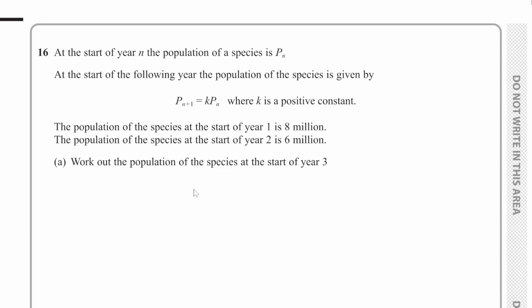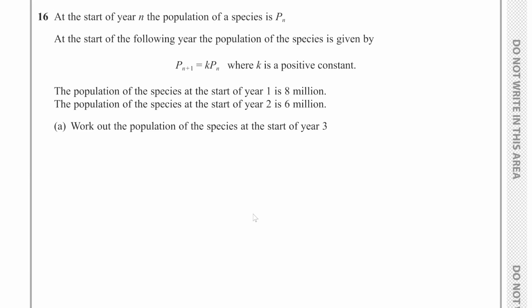Question 16. At the start of year n, the population of a species is Pn. At the start of the following year, so Pn plus 1 is K times Pn. So you multiply by something to get the next year. The population at the start of year 1 is 8 million. The population at the start of year 2 is 6 million. Work out the population at the start of year 3.